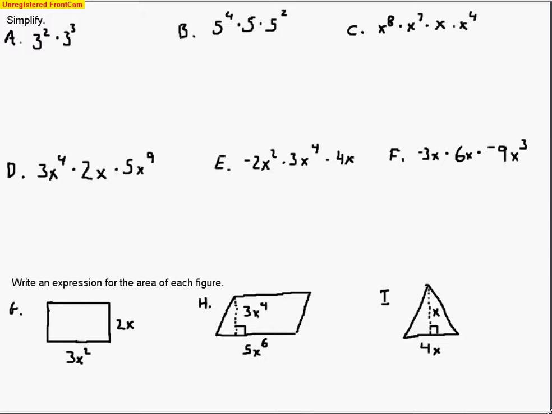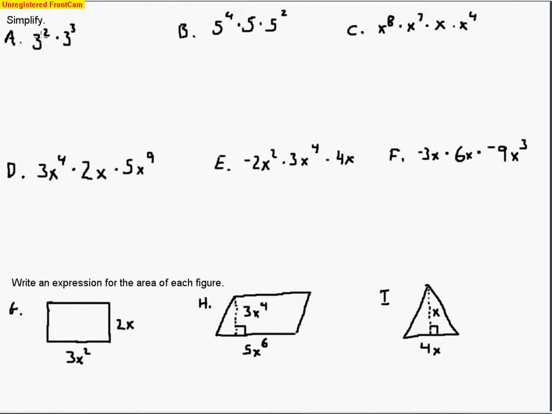Today we are going to be working on the multiplication properties of exponents. Let's take a look at some concepts before we get into the types of problems. The first two problems you see are going to be letters G, H, and I of this lesson. However, we need to go over some concepts before we can get to those problems. So let's take a look at what this rule is for exponents and multiplication.